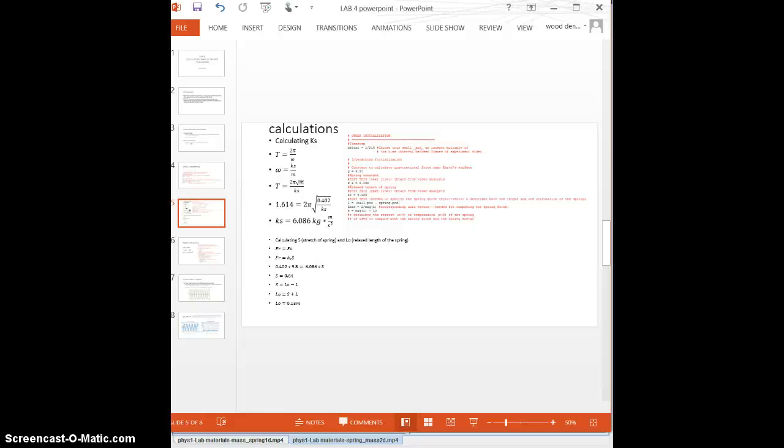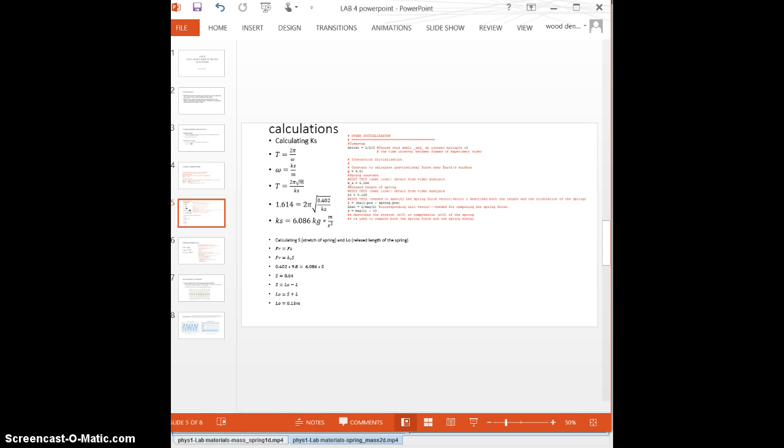So we know that the average period time is 1.614 seconds, which is equal to 2 pi times the square root of the mass, which we know is 0.402 kilograms, over the spring stiffness. Solving for spring stiffness, we find that it is equal to 6.06 kilograms per second squared.